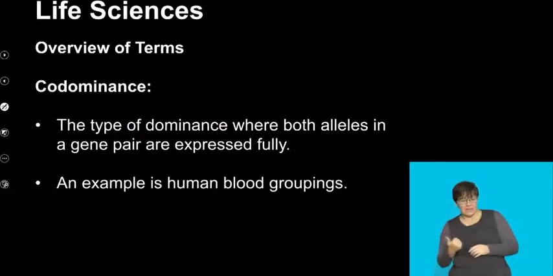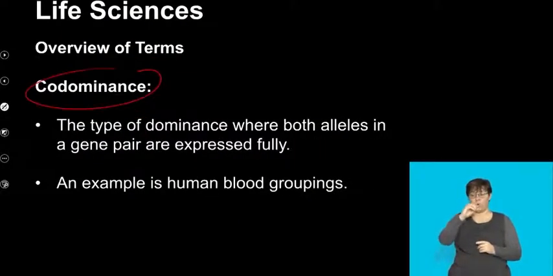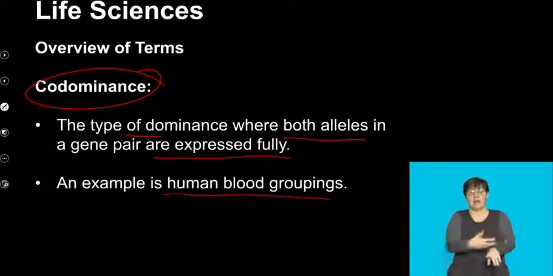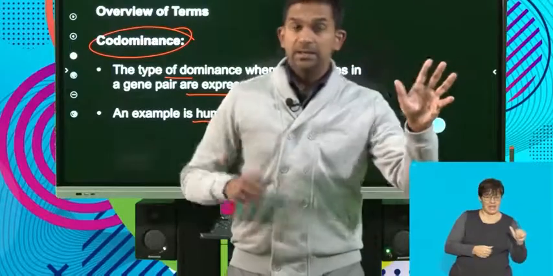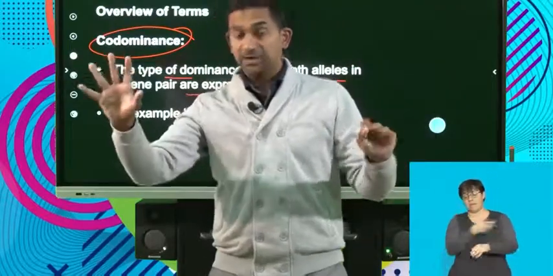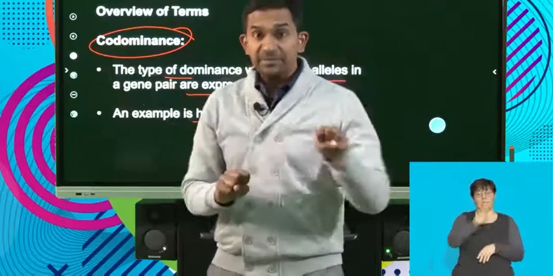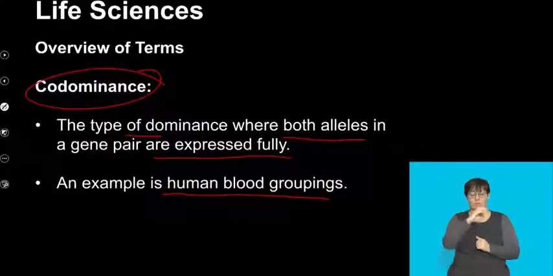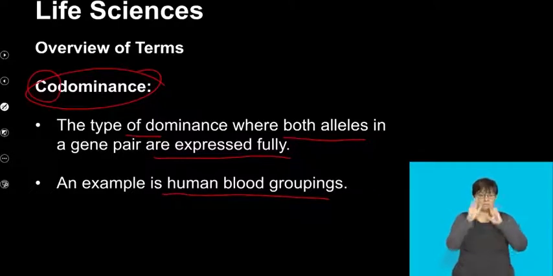So that's one pattern of inheritance. The other pattern of inheritance we refer to as co-dominance. Again, this is a type of dominance where both alleles are expressed fully. An example of this is human blood groups, where you have A blood group and B blood group coming together and being represented as AB. So it's a combination of both. So it's a co-dominance pattern of inheritance.